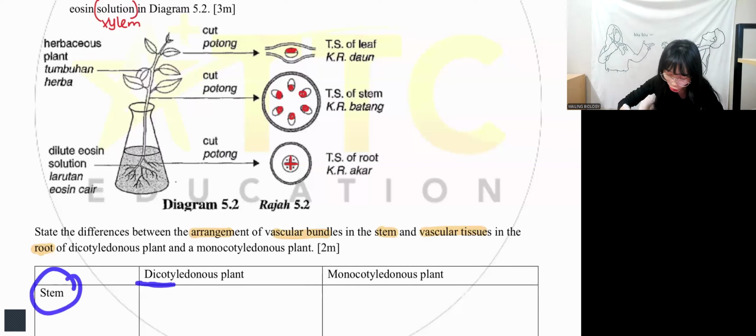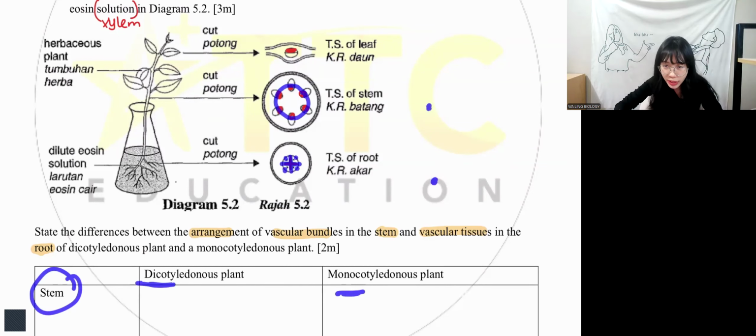For stem in dicot, they actually form into a ring pattern, right? Form into a ring pattern. This one forms into a star shape, and then they have a phloem fused in the area between xylem. For monocot, do they have a ring pattern in the stem? In monocot, no, scattered around. Very good, all over is called scattered around.